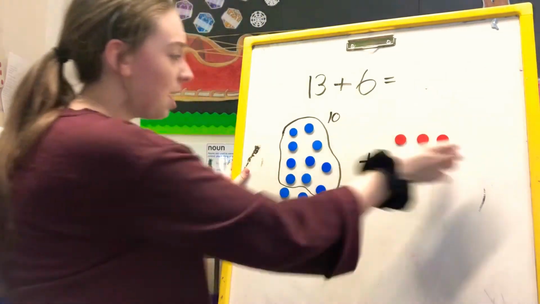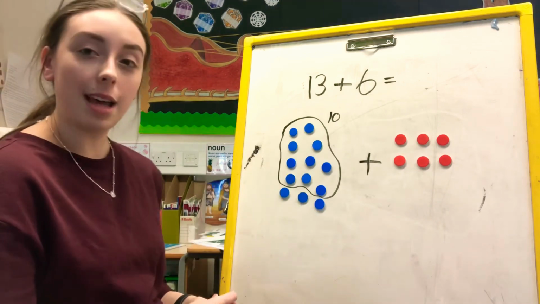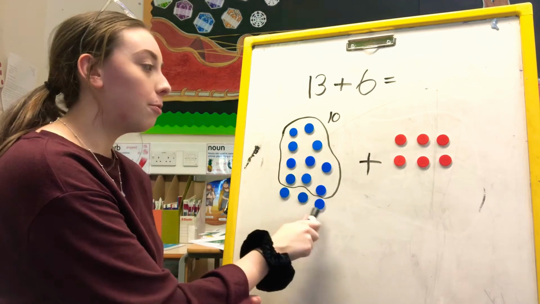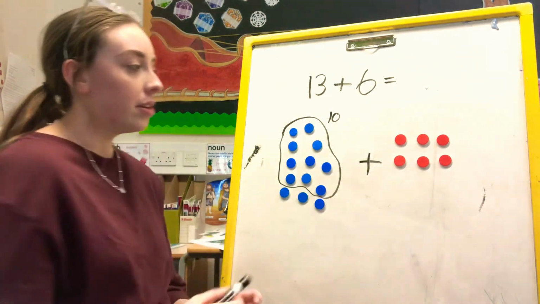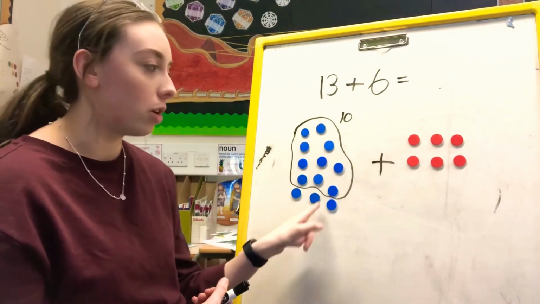So how many do we have left over from our group over here? How many do we have left over? Can you tell me? Can you tell your adult next to you? That's correct, we've got 3. And then I also have, how many on this side? I've got 6 ones as well, haven't I? So I've got 3 ones and 6 ones.